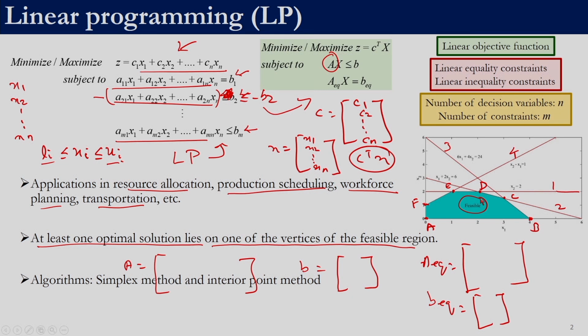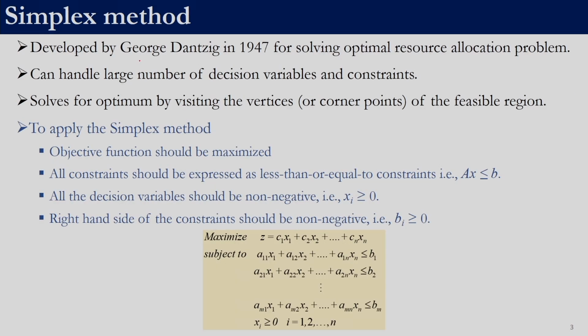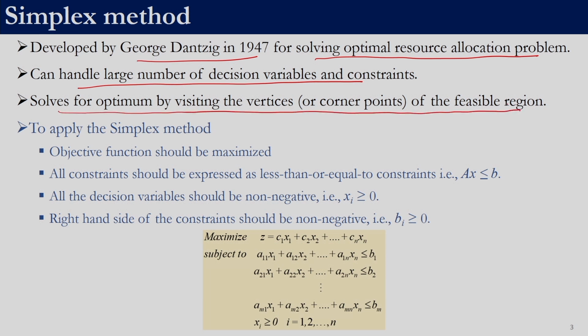So, the method which we are going to discuss is simplex method. So, the simplex method is designed in such a way that it explores only the vertices, right, and when it moves to one vertex to the other vertex it is ensured that the vertex which is being currently visited is better than any of the previously visited vertices. So, simplex method was developed in 1947 by George Dantzig for solving optimal resource allocation problems, right. So, the method is designed to handle large number of decision variables and constraints. So, it solves for the optimum solution by visiting the vertices of the feasible region.